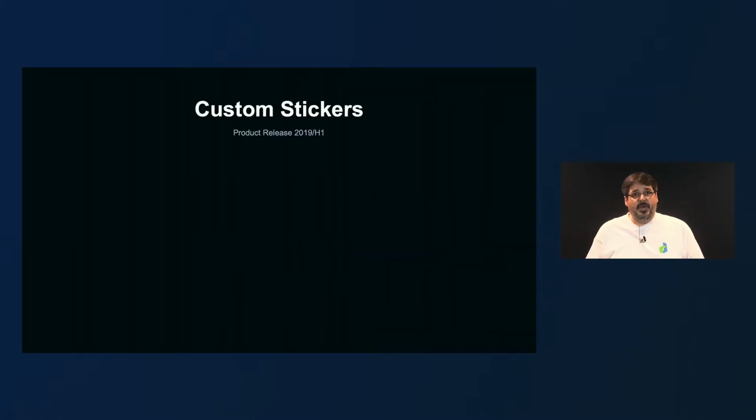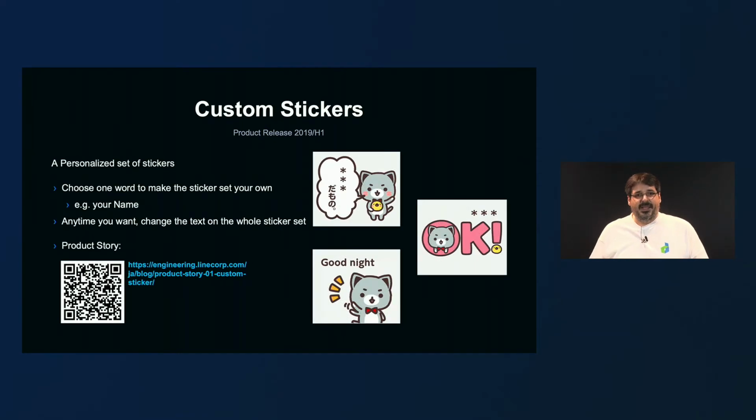Now, as a team, we strive to give our users more means of expression. And one way to do that was to offer customizable stickers. The first product that we released in this regard was called, of course, custom stickers. Every sticker in a custom sticker product has a placeholder for one word of your choice. At the time of purchase, or any time after that via the app, you can decide which word you want to put in the stickers, for example, your name. And that word is applied to all the stickers in the set.